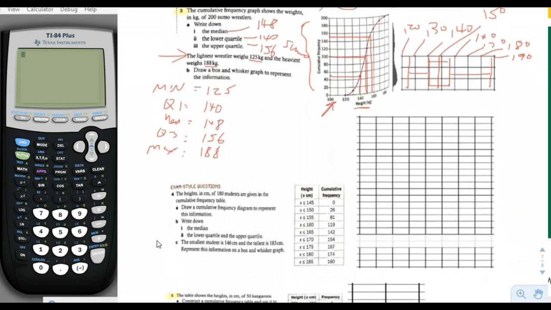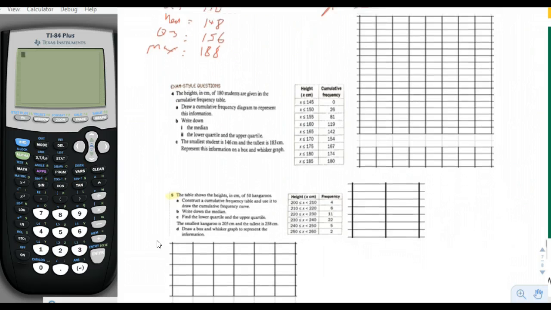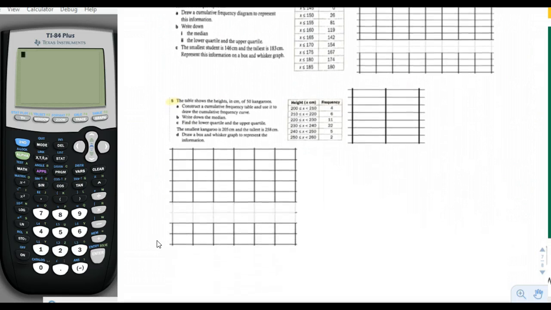All right. Now I'm skipping number 4 because these are all things we've done before. We've done cumulative frequency graphs. We have done box and whiskers. So go ahead and do number 4 on your own.